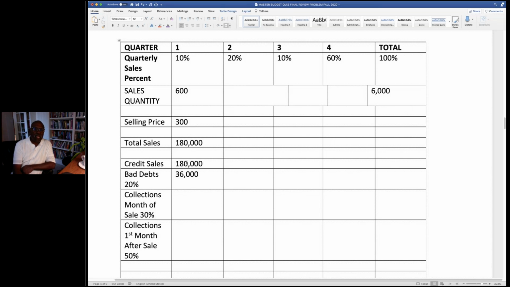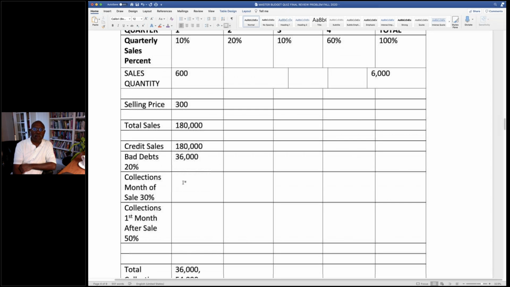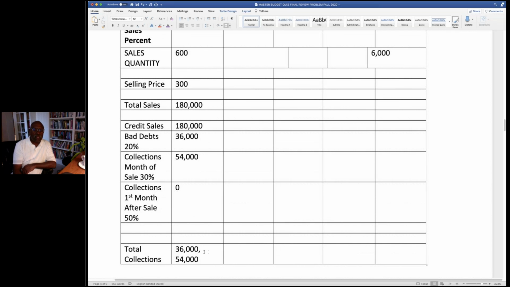20% of credit sales. We're gonna collect 30% of this money. So how much did we collect? 54,000, which is simply 30% of the credit sales. This number is always 0 in the first quarter. So our collections are 54,000.